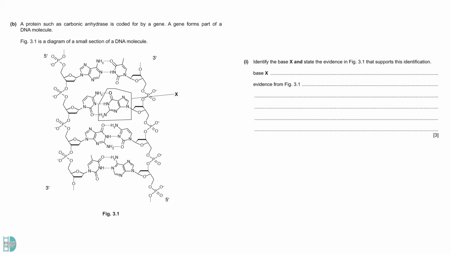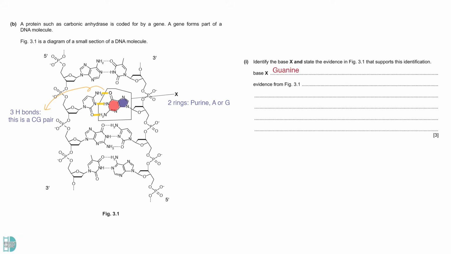In B, you have a diagram of a small section of DNA molecule. The first question is, you have to identify the base X and state the evidence that supports this identification. Base X has 2 rings, so it must be a purine, either adenine or guanine. There are 3 hydrogen bonds between base X and its complementary base pair. So this must be CG base pairs, as AT would only have 2 hydrogen bonds.